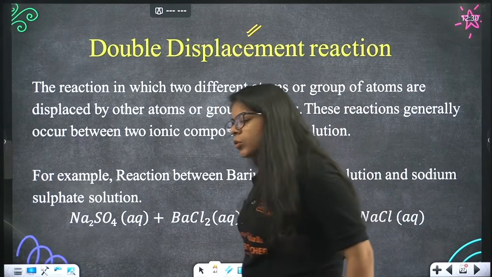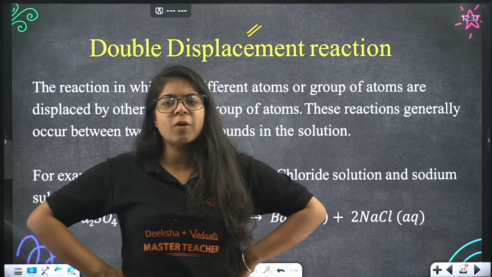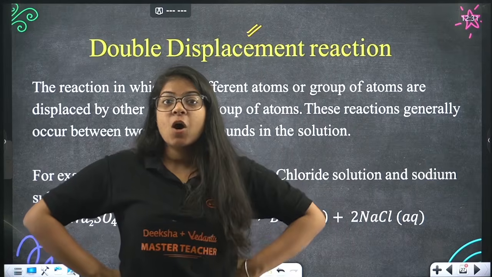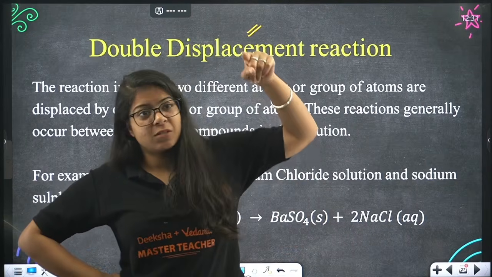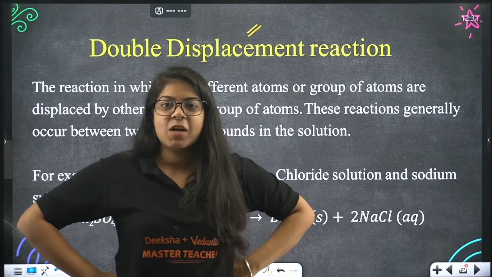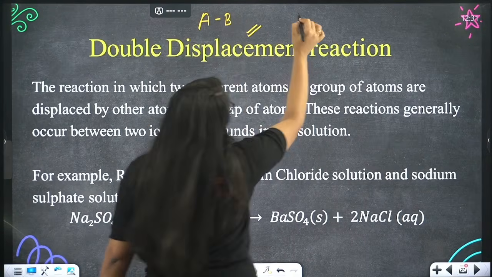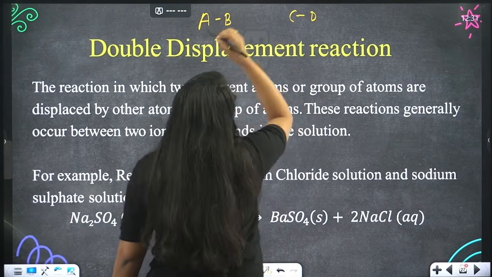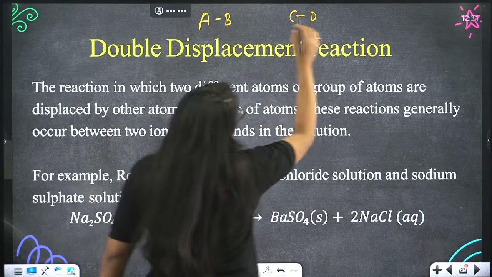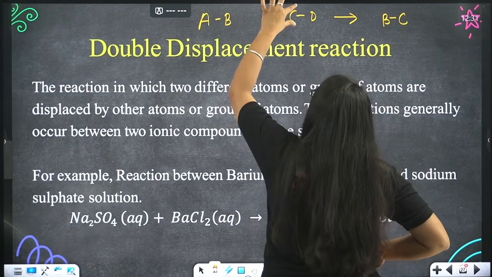What is that? Now you are like, okay, my best friend replaced me. It displaced me with the other element or other person. Now I will go to the best friend of this person who displaced me and I will make a bond with them. So what happened? A and B had a bond. C and D had a bond. And B was like, okay, you know what, A, I don't want to be with you. I want to be with C. So B goes and becomes a compound with C.